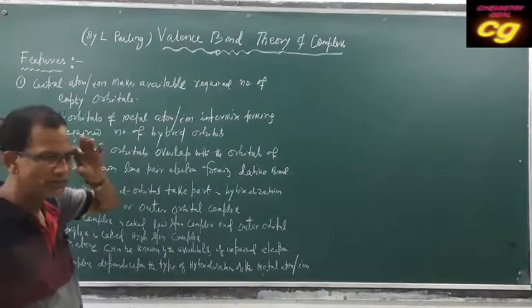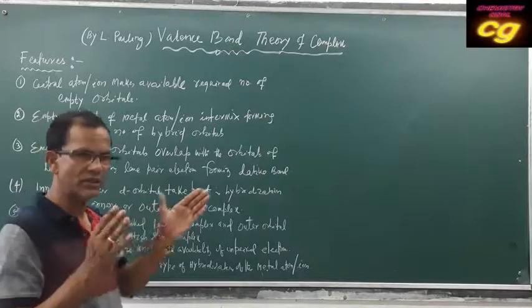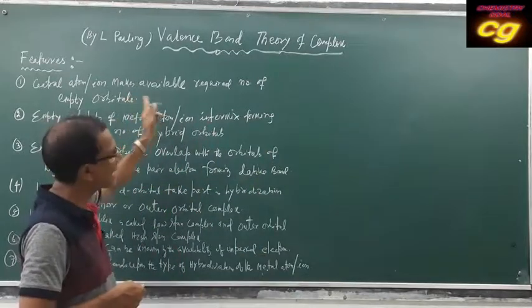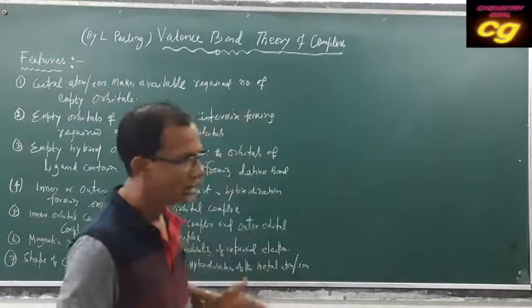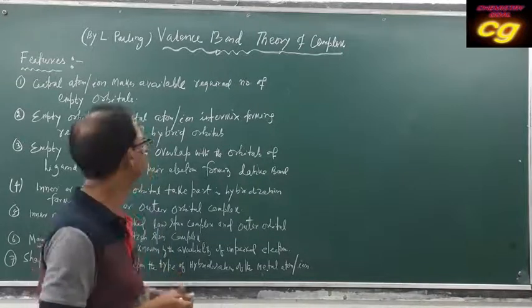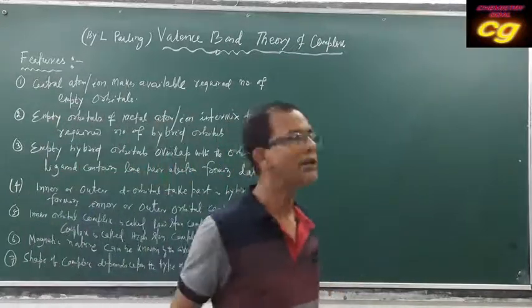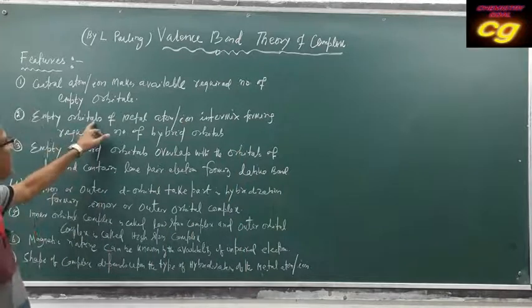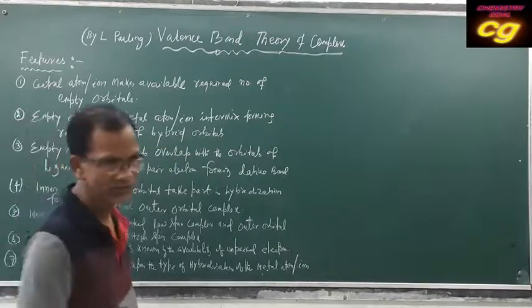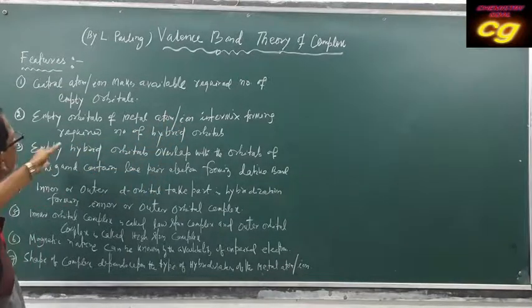We know the complex is made of a metal atom or ion and ligands. So there is an interaction, an overlap between the orbitals of the metal atom and the orbitals of the ligand. How many ligands are required to form bonds with the particular atom or ion depends upon the availability of the number of empty orbitals in the metal atom. The empty orbitals of the metal atom or ion intermix, forming the required number of hybrid orbitals.